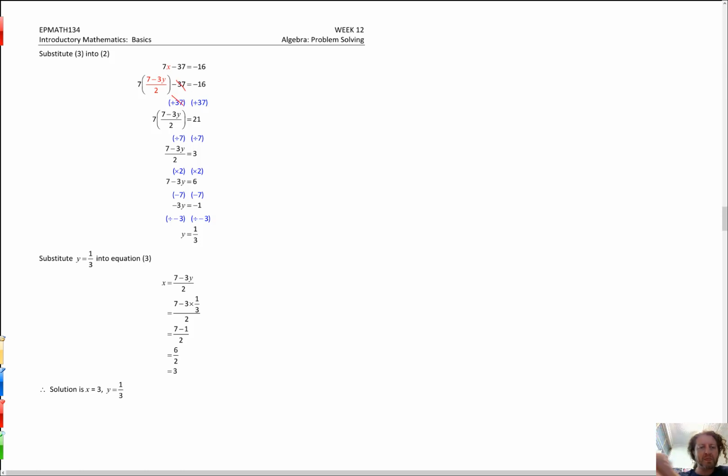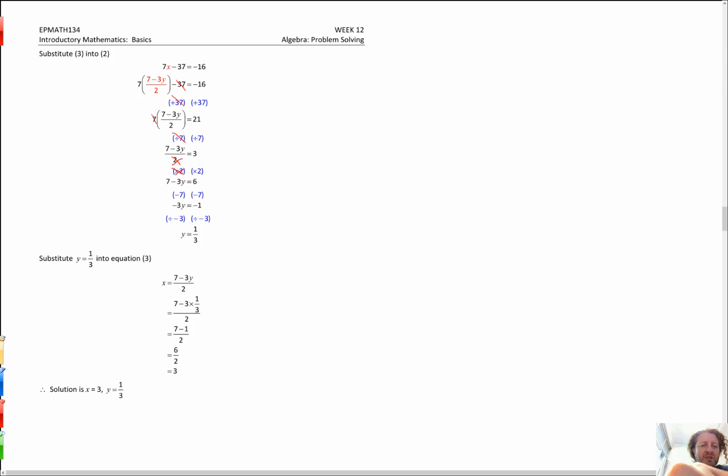Fantastic, it's gone. Now I've got a times by 7 here. Instead of expanding it, let's just divide everything by 7. When I divide by 7, 21 divided by 7 is 3. I've got to divide by 2. Let's get rid of the divide by 2 by timesing by 2. So 7 minus 3y equals 6.